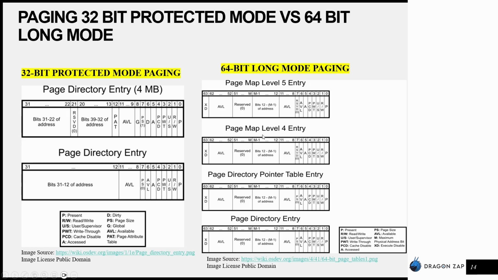Page map level 4 can map a seriously large amount of memory. We're talking in the terabytes. So you can map a lot more than you can in 32-bit protected mode. That is the difference between 64-bit long mode paging and 32-bit protected mode paging.